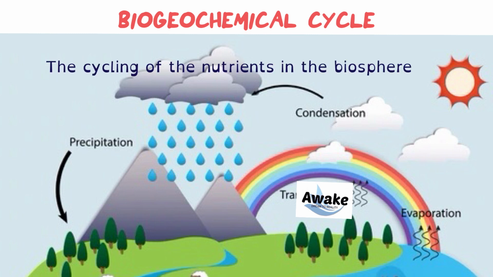See, bio means living, where geo is considered as rock. When it comes to the chemical, this is a certain element. How these nutrients are cycling in the biosphere is called a biogeochemical or nutrient cycle. This is also called a nutrient cycle. So I hope you understood how the nutrients are cycling in the biosphere is called a biogeochemical cycle.